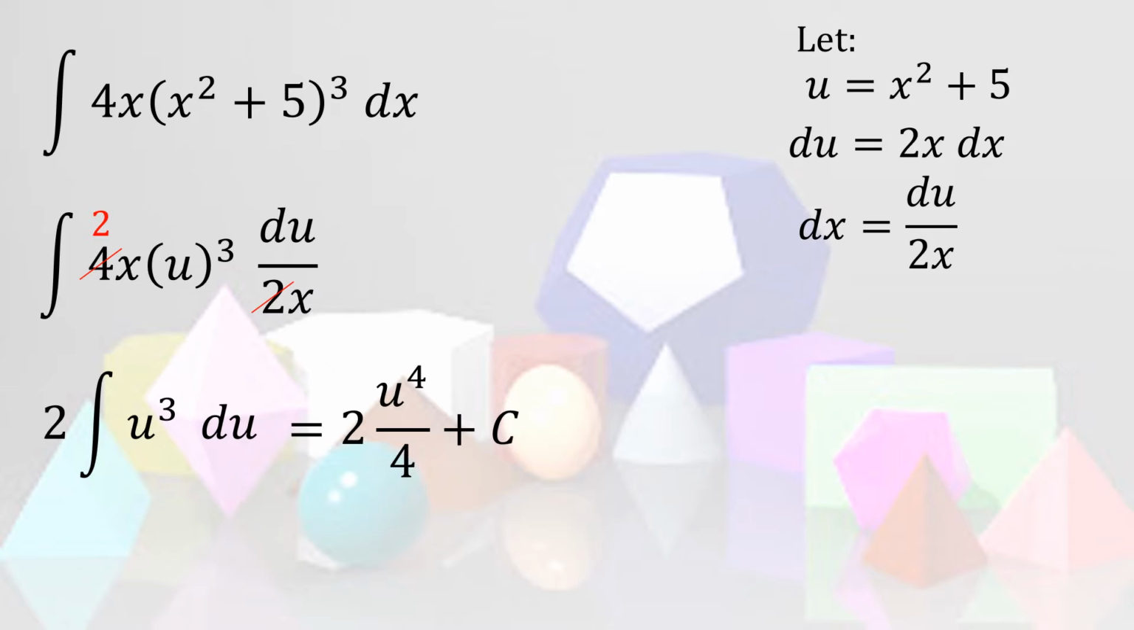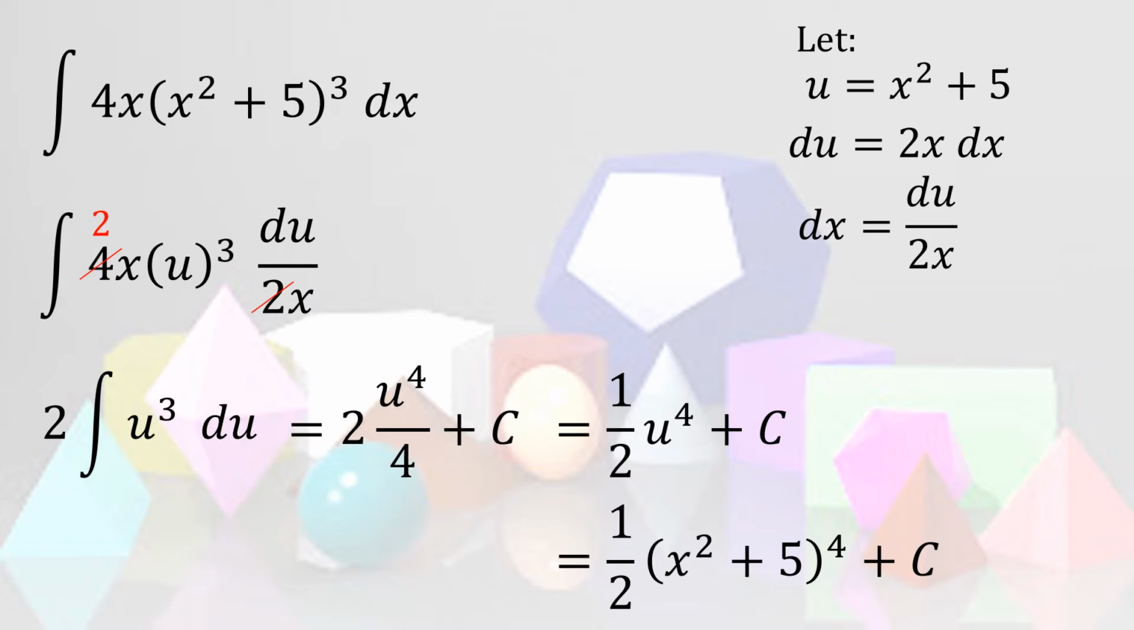And then we are going to simplify further. So we have 1 half u to the fourth plus c. Now we are going to substitute our u. So we have 1 half times (x squared plus 5) to the fourth plus c.